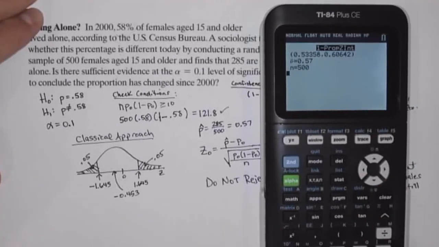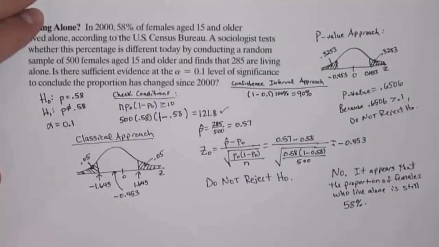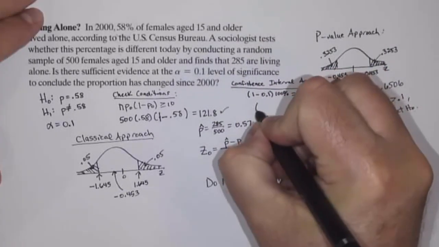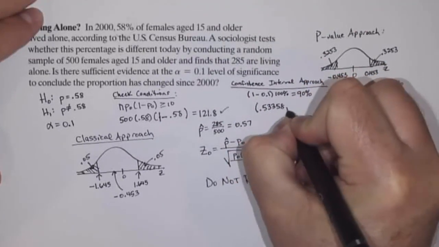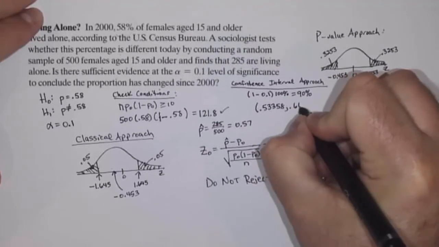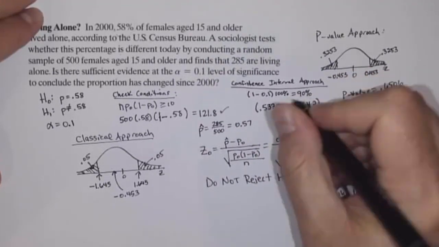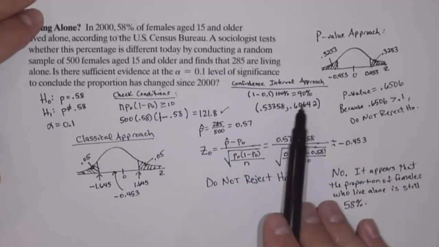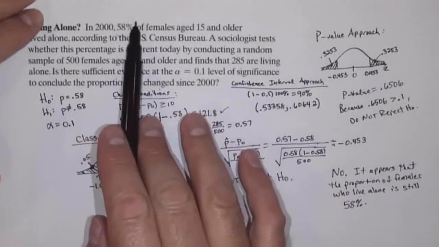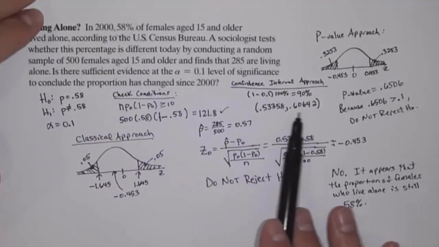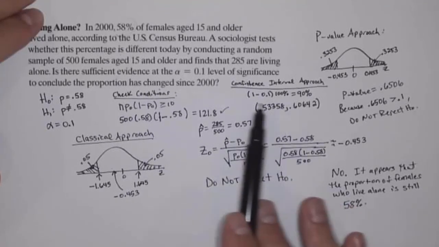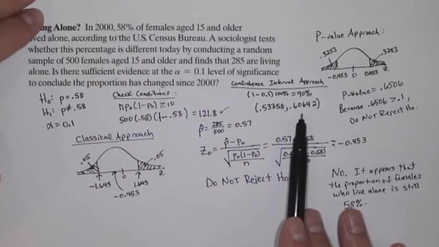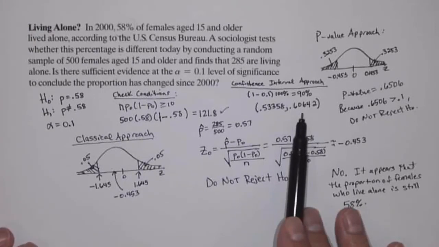If I calculate, I get a confidence interval of 0.53358 to 0.60642. So my 90% confidence interval is 0.53358 to 0.60642. Now again, our approach is, if our value from the null hypothesis is inside the confidence interval, then do not reject the null hypothesis. But on the other hand, if our value from the null hypothesis is not inside the confidence interval, then we do reject the null hypothesis.